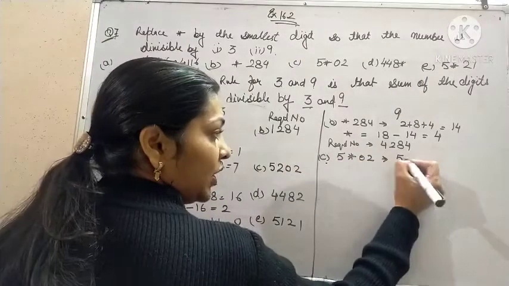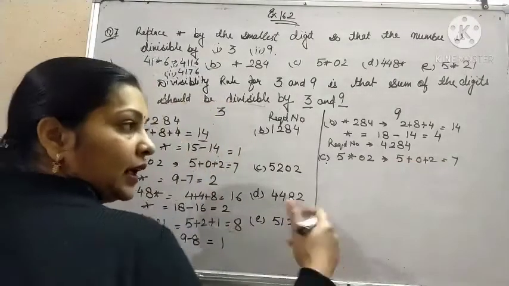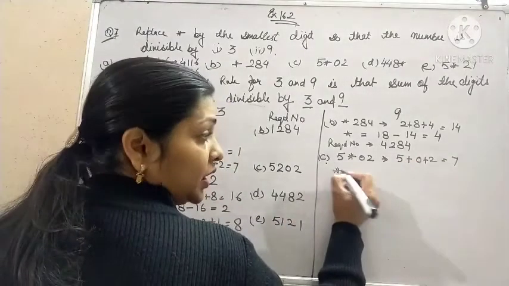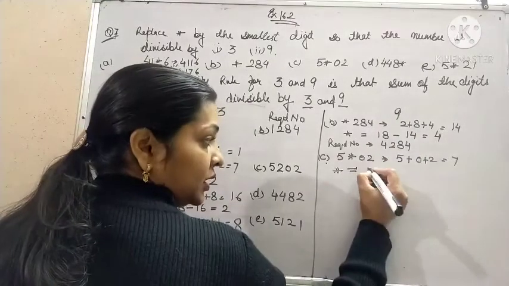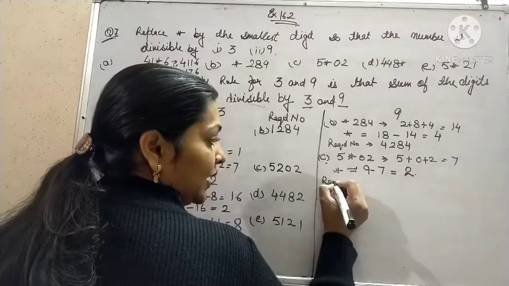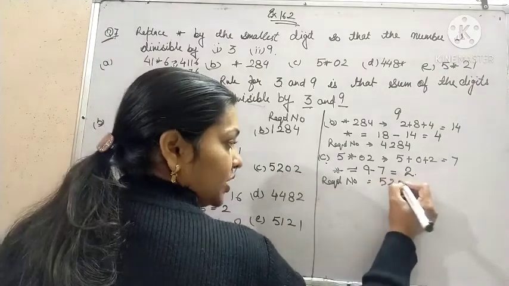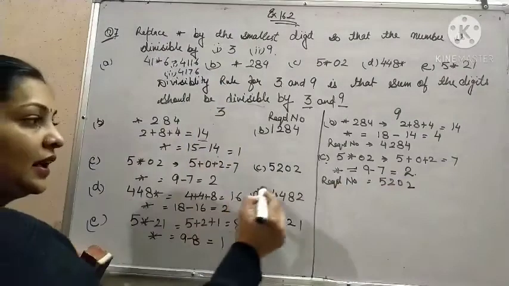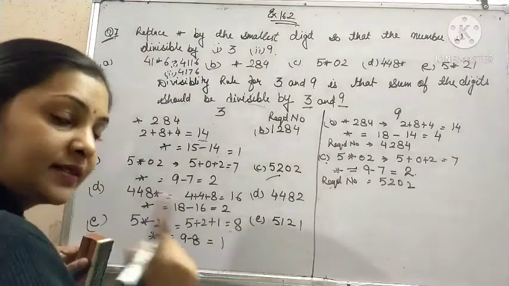C part. It is 5 star 0 2. Sum is 5 plus 0 plus 2, that is equal to 7. Here star will be equal to next number which is divisible by 9, is 9 itself. 9 minus 7, that is equal to 2. So required number is 5202. You can see that here in both the cases the number obtained is same.